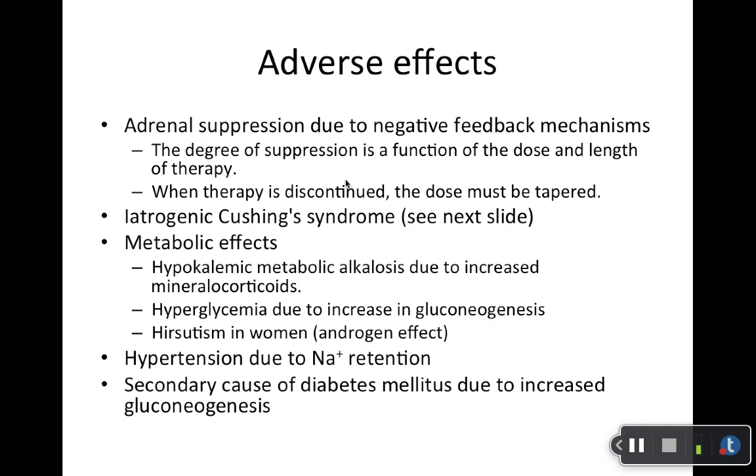Also some metabolic effects. Metabolic alkalosis is something to be concerned with. Hyperglycemia is an issue, and that can be particularly problematic with type 2 diabetics or anyone who has diabetes mellitus. Hirsutism also occurs in women. Hypertension is another issue you need to be concerned with, and that's because of sodium retention. And these medications can actually cause diabetes mellitus.